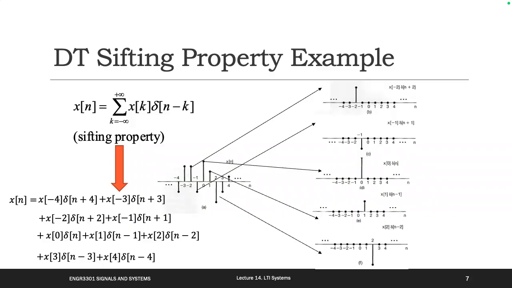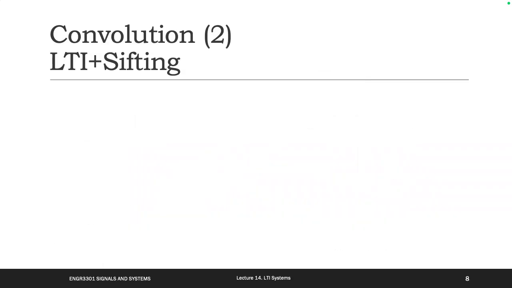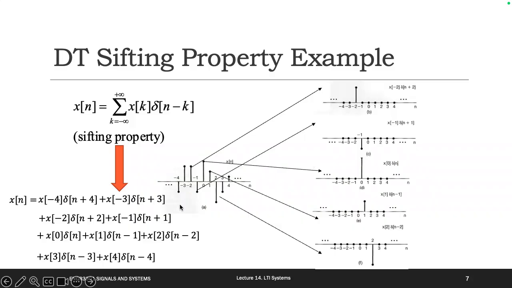Let's continue. Let's talk about convolution again. You can see this is what we used the shifting property to get, am I right? And then from the example, we can get this equation, am I right?